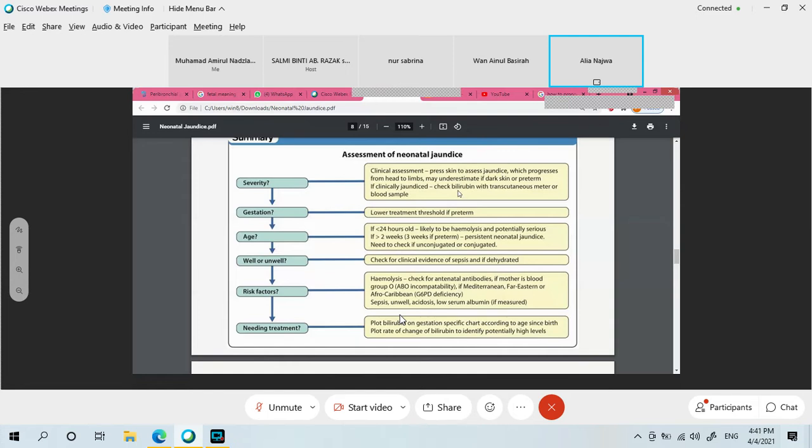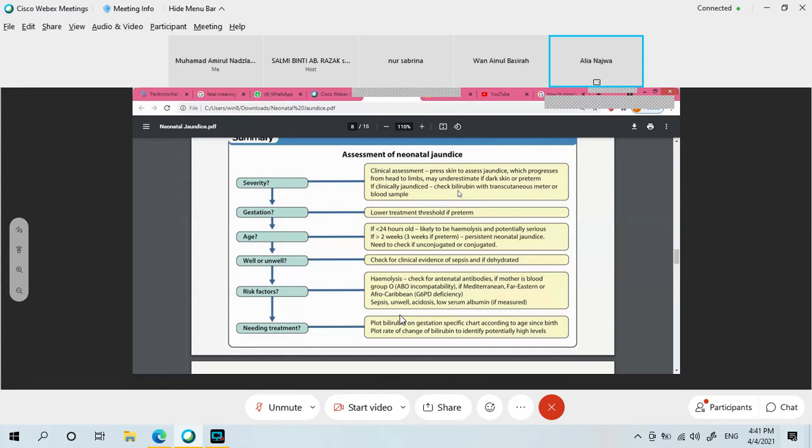And if clinically jaundiced, you have to check the bilirubin with a transcutaneous meter or blood sample. And then we also have to inquire about the gestation because there is a lower treatment threshold if the baby is preterm. Okay, and then for the age, we have to ask because it is important for the onset of jaundice.